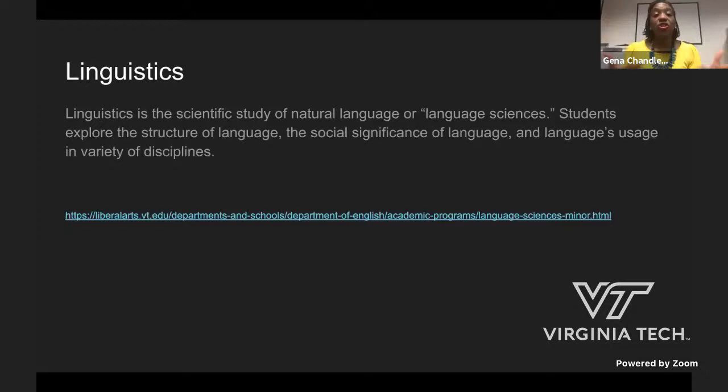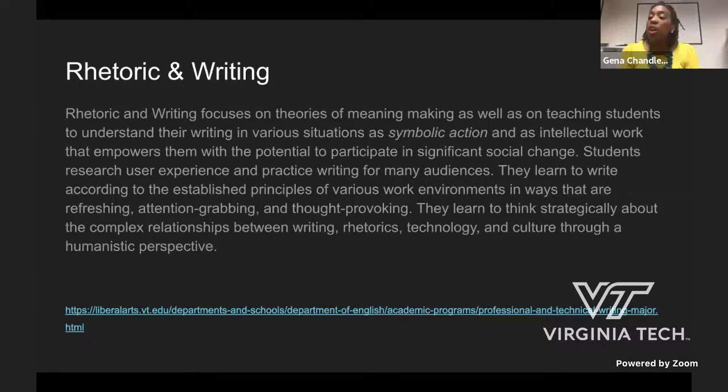Then we'll move to rhetoric and writing. Rhetoric and writing focuses on theories of meaning making, as well as on teaching students to understand what we call various situations of symbolic action. And it also gets them to think about the intellectual work that they do that empowers them to make social change. They learn how to write according to various established principles and work environments, and they use that to think through culture from a humanistic perspective.